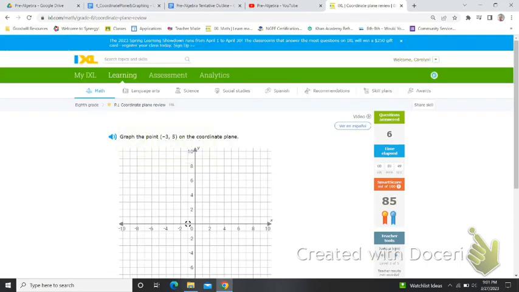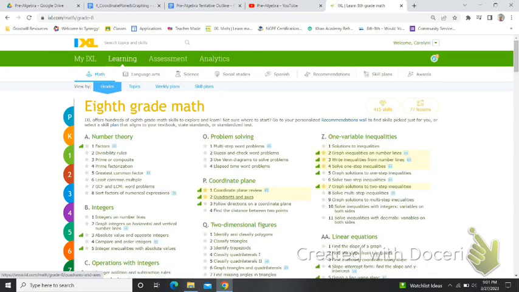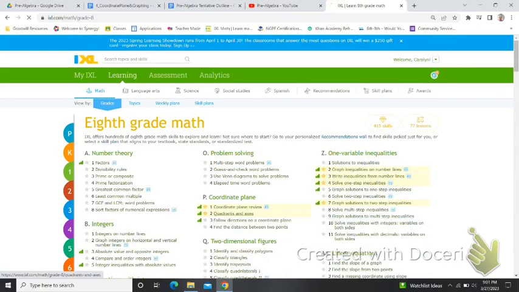It did not give me any points on the axes, but remember, if you have a 0 for the x, it's going to end up being somewhere on the y-axis because it doesn't go left and right. If you have a 0 for y, it will be on the x-axis because it would not move up and down. And then a second lesson has been assigned, and that is about the quadrants and axes.